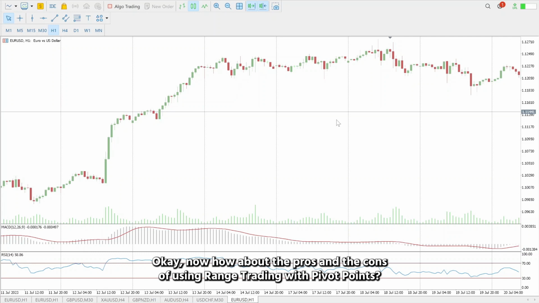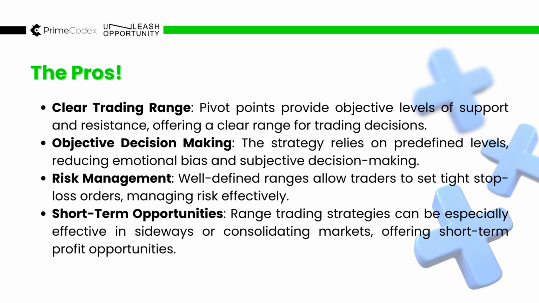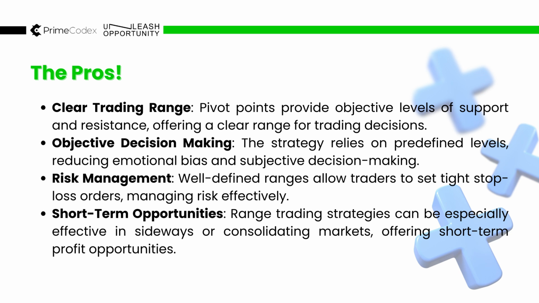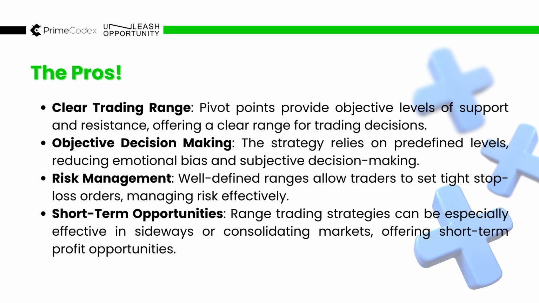Okay, now how about the pros and the cons of using range trading with pivot points? Let's talk about the pros first. Clear trading range. Pivot points provide objective levels of support and resistance, offering a clear range for trading decisions. Objective decision making. The strategy relies on predefined levels, reducing emotional bias and subjective decision making. Risk management. Well-defined ranges allow traders to set target and stop loss orders, managing risk effectively.